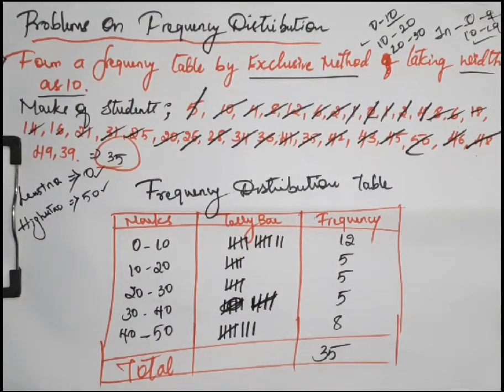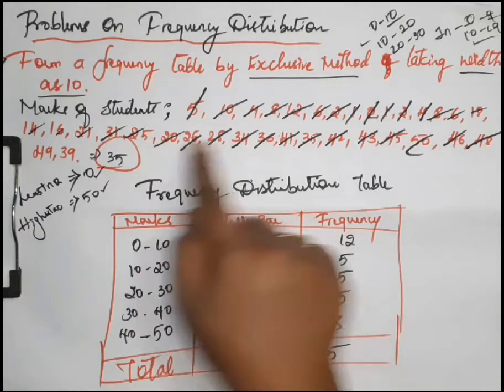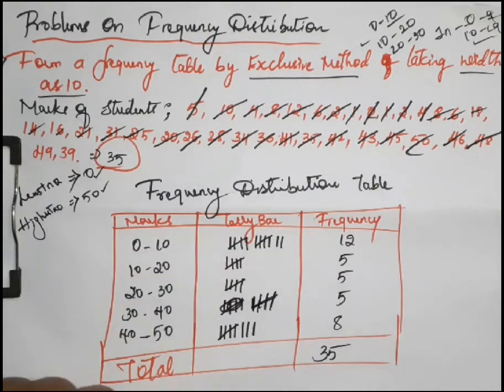So this is how you have to solve. Don't get confused by the list of numbers, and while considering, take each under the particular class interval. That is important. Based on this you can solve the sum.